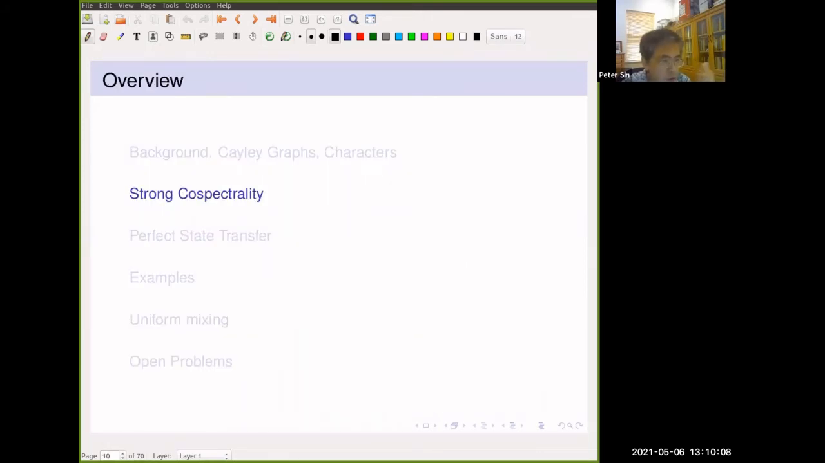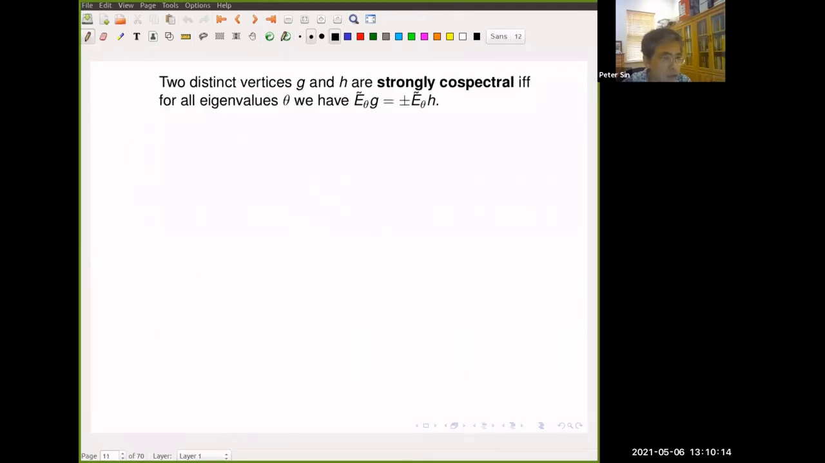Okay, so next I want to talk about strong cospectrality. Strong cospectrality is a concept that is important in studying perfect state transfer and other phenomena. The definition is this: two distinct vertices, G and H, are strongly cospectral if and only if for every eigenvalue, the projection of G is plus or minus the projection of H. So if you like, this is the Gth column of the projector matrix, and it's going to be plus or minus the H column of the projector matrix.